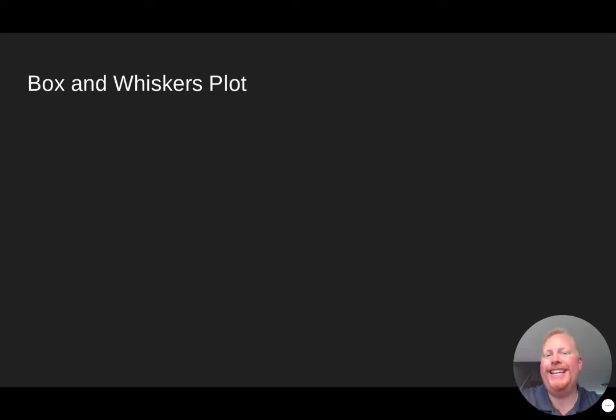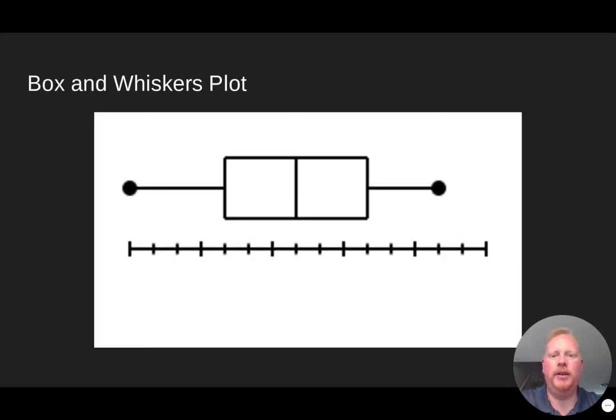So first off, what is a box and whiskers plot? Well, here's what it looks like. It looks like a box with some whiskers. Here we have the box, and somewhere inside the box there's a vertical line. Then we've got a point at the end with a line drawn to it, which supposedly looks like one whisker. And on the other side we have another dot with a line drawn to it, which makes up another whisker. Hence the term box and whiskers plot.